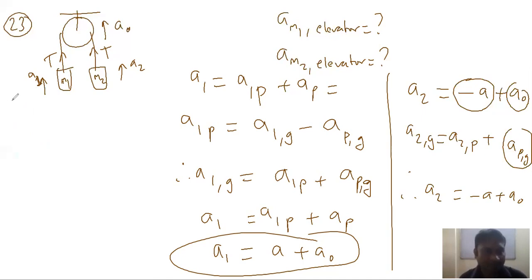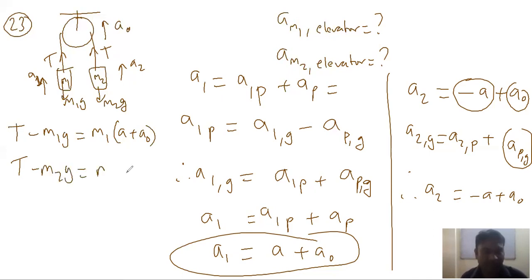So for M1, T minus M1G, because M1G will act in downward direction, M2G will also act in downward direction. So our equation for Newton's law for M1 will become T minus M1G is equal to M1 into A plus A0. Similarly, for mass M2, we will have T minus M2G is M2 into minus A plus A0.